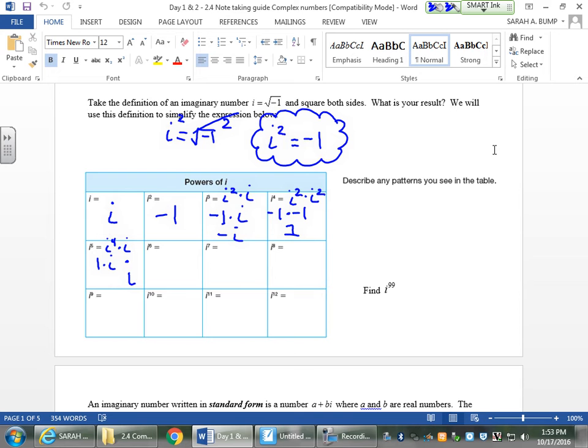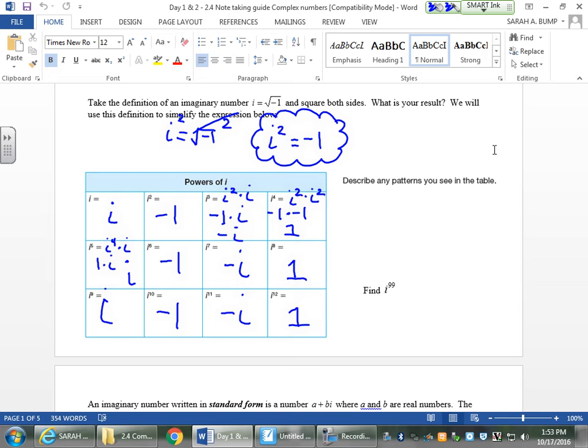And then I could keep going through that whole process, but I'm just going to tell you what the rest of the box is going to fill in to save a little bit of time. So i to the sixth is going to end up being -1. I to the seventh will be -i. Then +1, +i, -1, -i, +1.